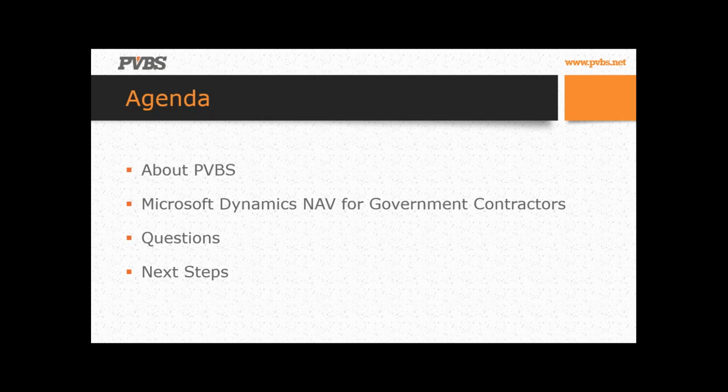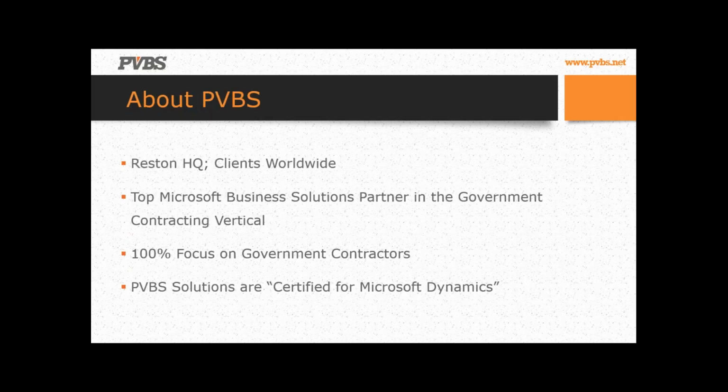Okay. So a little bit about PVBS. We are a top-tier Microsoft Business Solutions partner serving only the government contracting market. Our headquarters are just outside of Washington, D.C. in Reston, Virginia. It gives us a unique access and insight into the GovCon community. Also, as an experienced leader with over 14 years of success in the government contracting market and an intelligent innovator with Microsoft systems, PVBS is a direct resource to both government contractors and the Microsoft community.